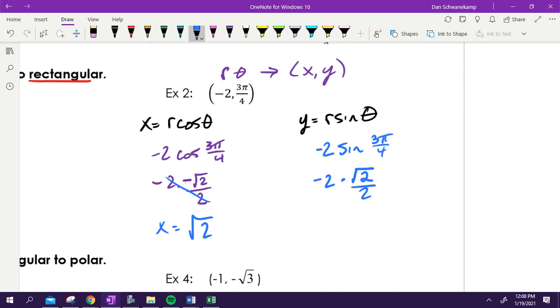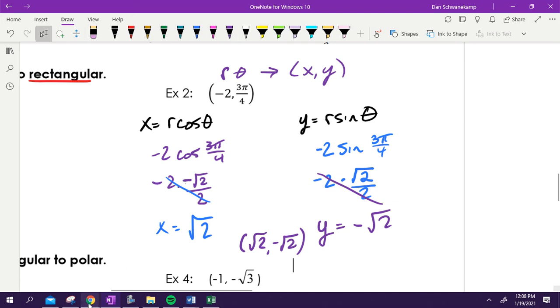Radical 2 over 2, and it's positive. Good. The two 2's are going to cancel. I got a negative square root of 2, so my y is negative square root of 2. So my answer is square root of 2, comma negative square root of 2. That's it. Again, we could go to Desmos and graph that thing, and it would be perfect.